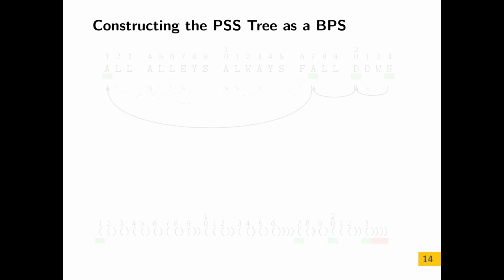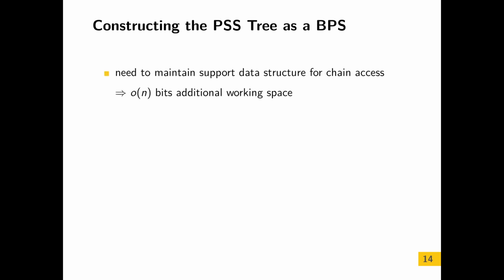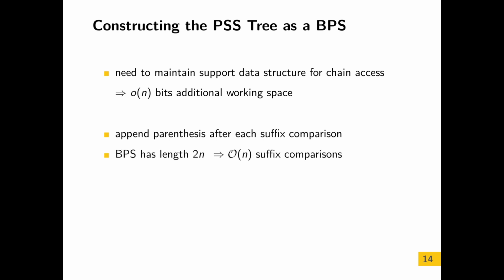Now let us analyze the space and time complexity of the algorithm. The support data structure that we use for fast chain access requires a sublinear number of additional bits. Apart from that, no additional working space is needed. The execution time of the algorithm is dominated by the time needed to lexicographically compare suffixes. Every time we compare two suffixes, we append a parenthesis to the BPS immediately afterwards. Since there are 2n parentheses in total, we also perform exactly 2n suffix comparisons. If implemented naively, each suffix comparison takes linear time. Therefore, the total execution time of the algorithm is at most O(n squared).